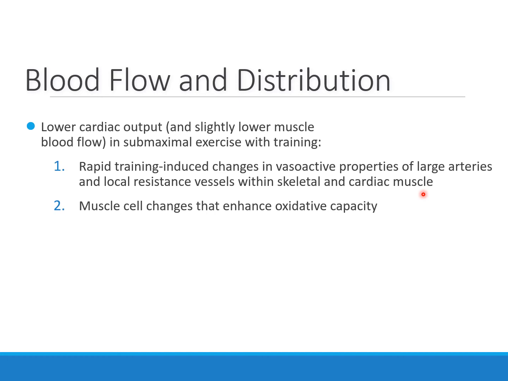So you're getting more blood flow. It's easier for the blood flow to get there. It's less restrictive, and therefore you're getting better blood flow to your skeletal muscle and your cardiac muscle as well. The second thing is that you get muscle cell changes that enhance oxidative capacity. So you're actually starting to see an increase in potentially the mitochondria levels in the muscles that allow for oxygen to be consumed more efficiently.